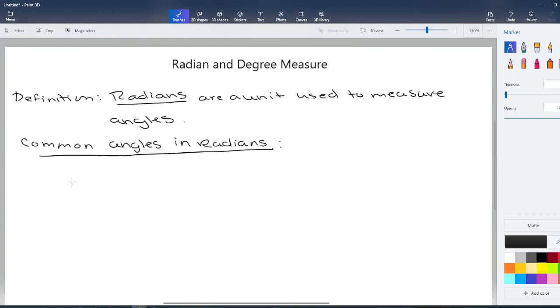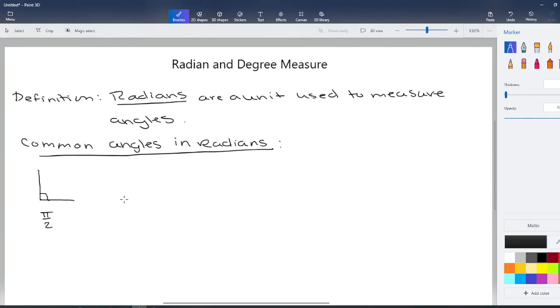Okay, so one of the most common angles that we see and we have already talked about is the right angle. Okay, so when we talk about a right angle, this in degrees is 90 degrees. In radians, this is pi over 2.